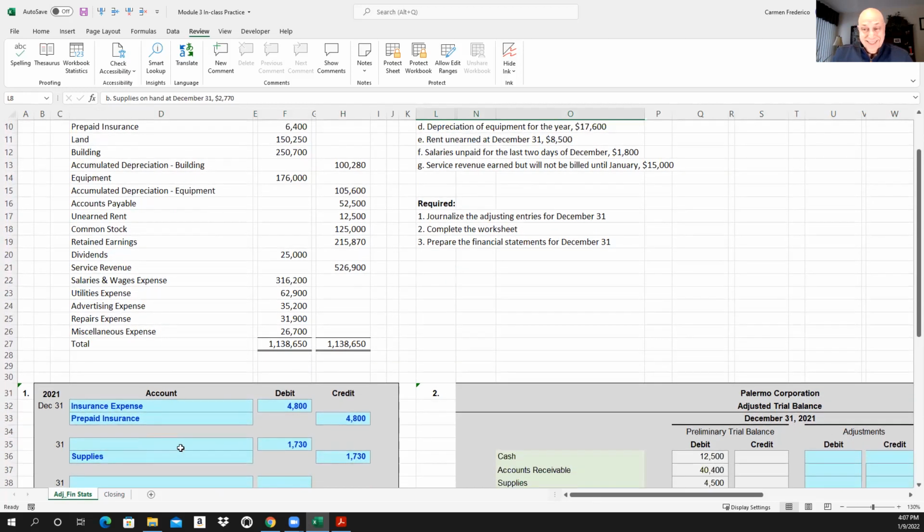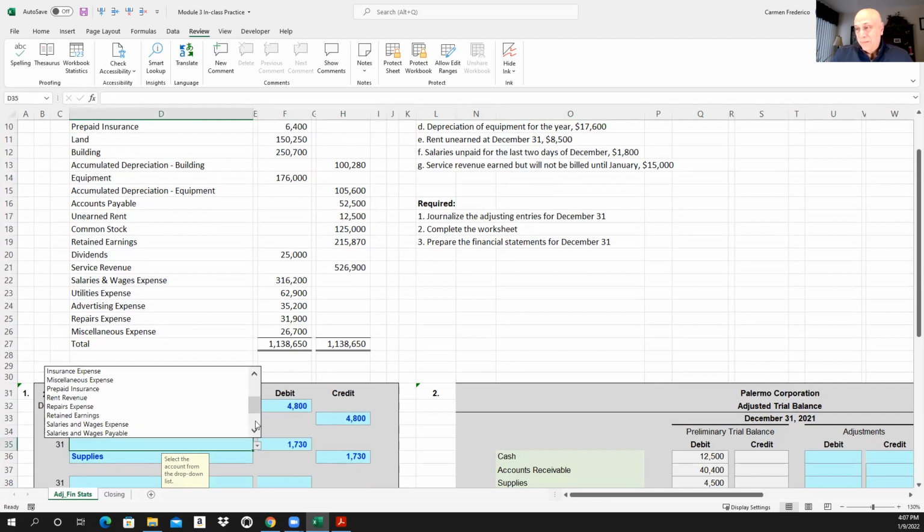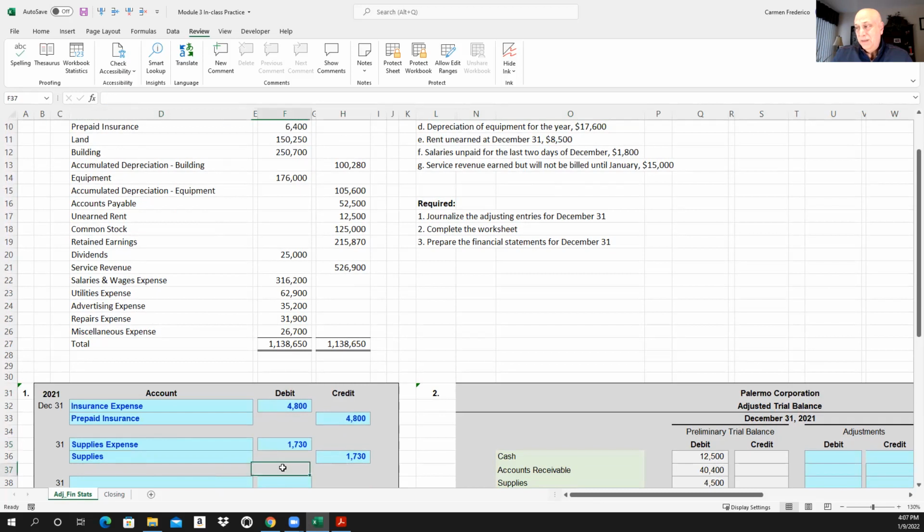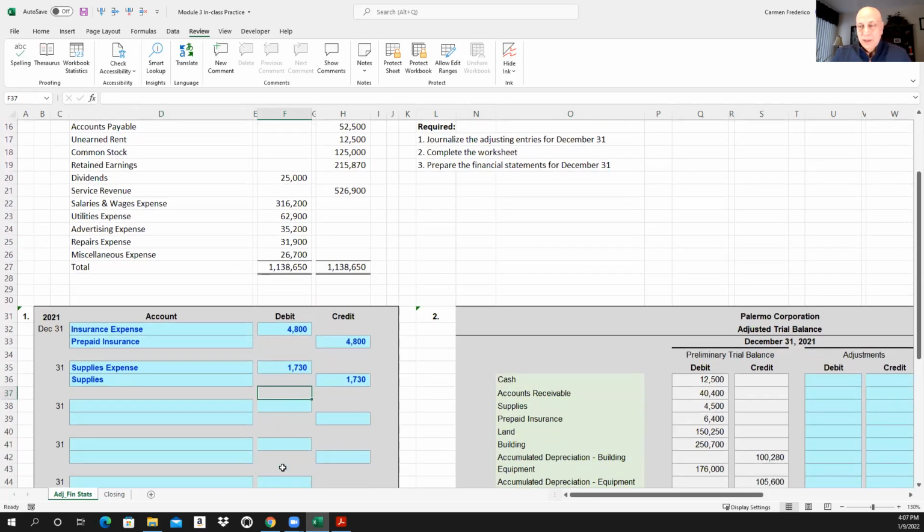And as we use up an asset, what does it turn into? An expense. So we find supplies expense right here, $1,730. Okay, moving along.